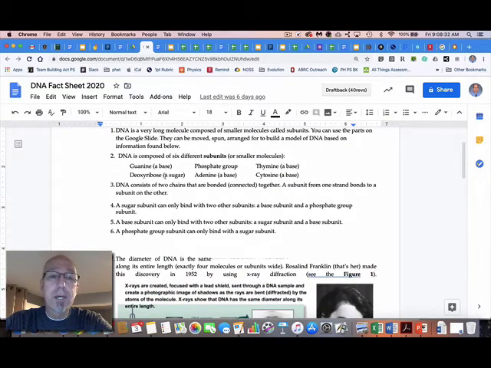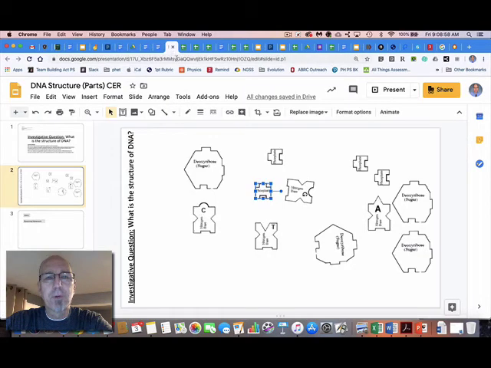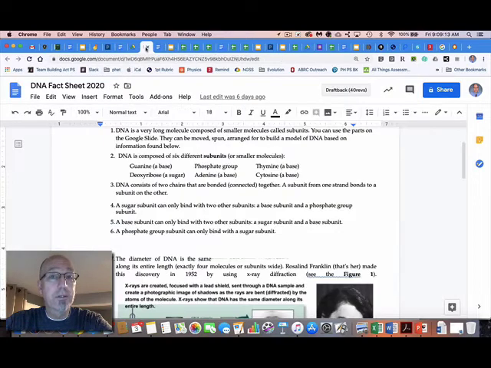Number 3, DNA consists of 2 chains that are bonded together. A subunit from one strand bonds to a subunit of another, so you've got 2 chains that are stuck together. Number 4, a sugar subunit can only bind with two other subunits, a base subunit and a phosphate group subunit. So a sugar can only bind to a base and a phosphate. Sugars are never connected to each other. Sugars are not connected to one another.